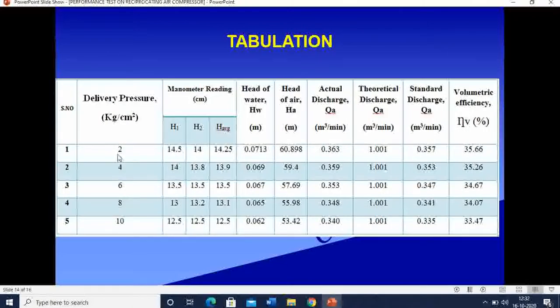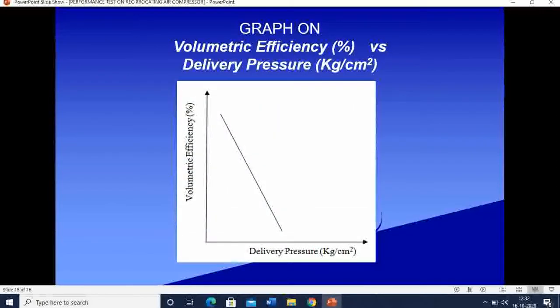After finding all this, you arrive at this tabulation: the delivery pressure, then the manometer reading. For the manometer reading, arrive at the average, and the head of the water column is known to us, and the air column has to be found. Then the actual discharge, theoretical discharge, then the standard discharge, that is at STP conditions, then the volumetric efficiency. Each and every thing has to be noted for various delivery pressures. Arrive at and fill this tabulation, and based on this you have to go for the graphs, that is volumetric efficiency versus delivery pressure.